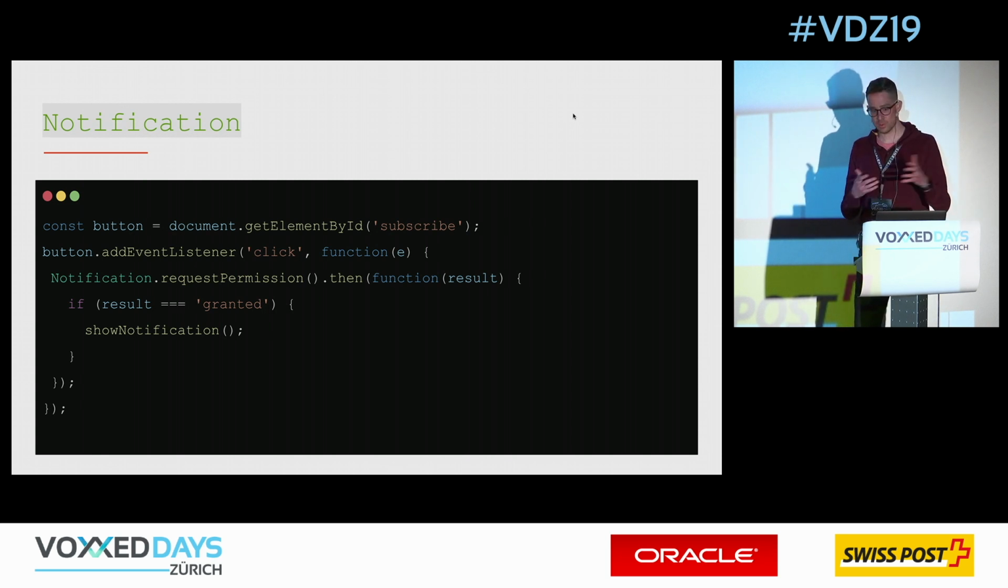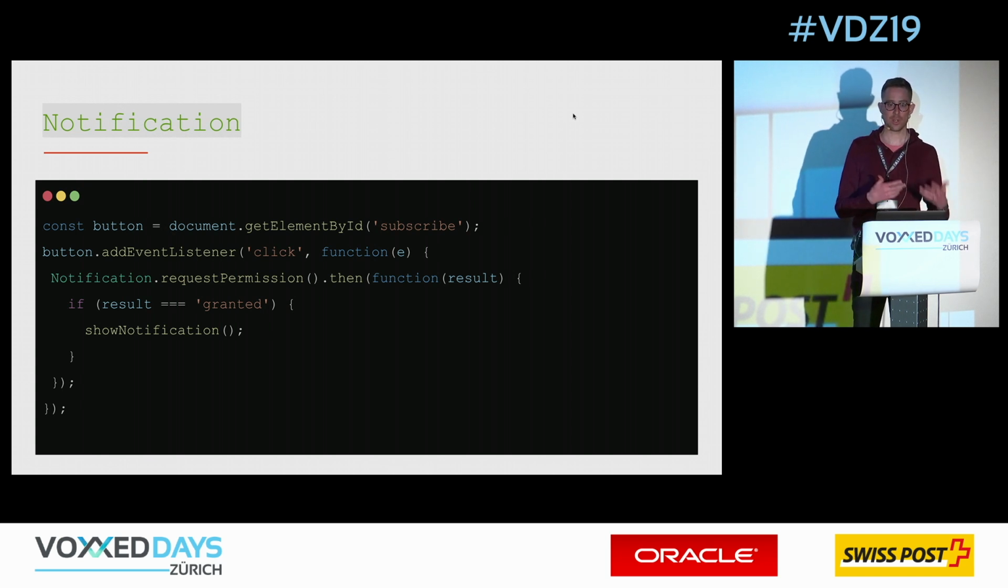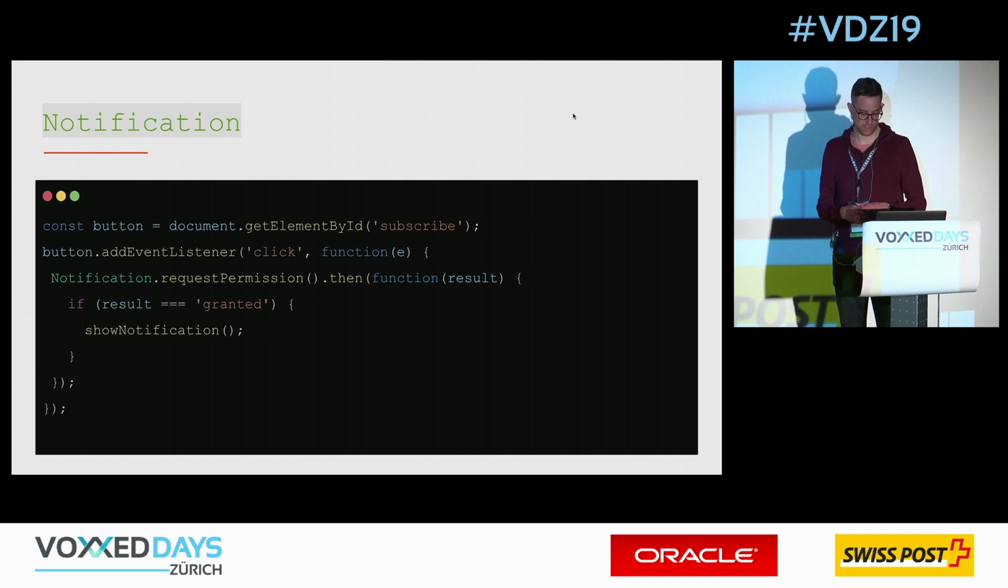So once that result comes back and the user basically says block or accept or whatever it says in your browser, I can go ahead and get that result, and I say if the user has granted me a permission, now I know I'm good to go. I can go ahead and show some notifications to the user.